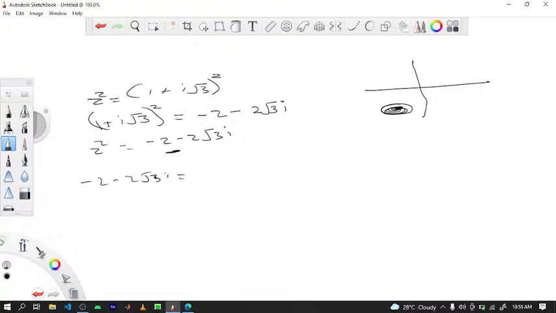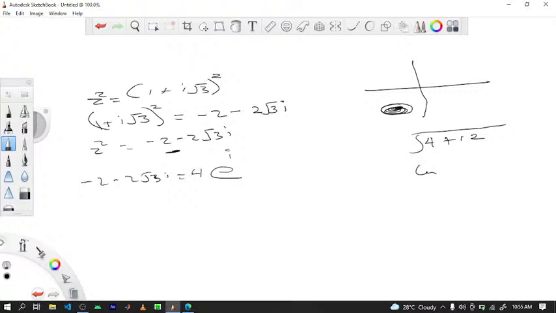All right, so the magnitude of this is just 4, right? Because you have the square root of 2 squared, which is 4, plus 2 root 3. When you square that, you are getting 12, and this gives you 16, so 4 e to the power i. Now, what is the argument of this?